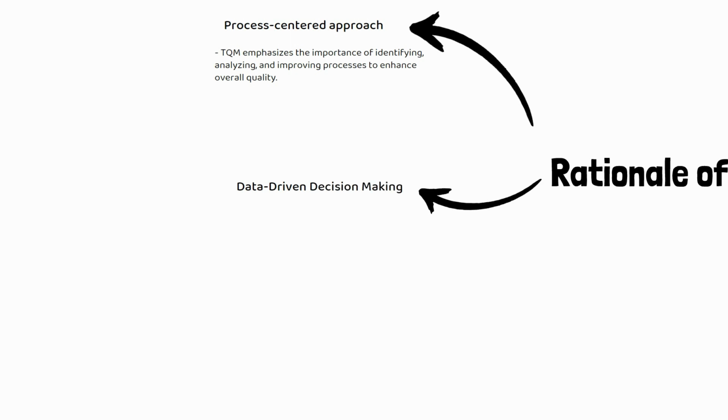The next is the process-centered approach. Total quality management emphasizes the importance of analyzing, improving, and identifying processes to enhance overall quality. Next is data-driven decision-making. Total quality management relies on data and analysis to make informed decisions. That's all for the rationale of total quality management.